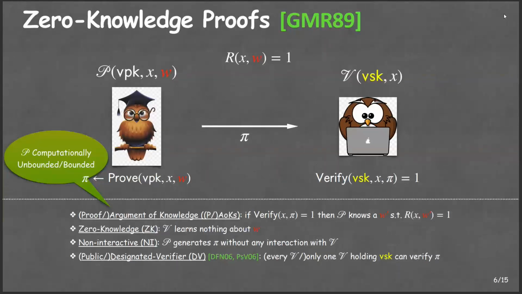Specifically in our case, we consider arguments of knowledge in the sense that in the security game, we assume that the prover is computationally bounded, polynomially bounded. We want zero knowledge, of course. We want, in our case, the proofs to be non-interactive. And also, in our case, we use the designated verifier model. This model says that the proof can be verified only by a party possessing a verification secret key. The proof is designated to a specific verifier.